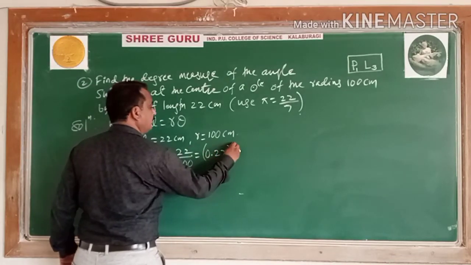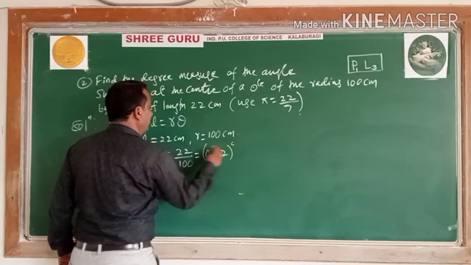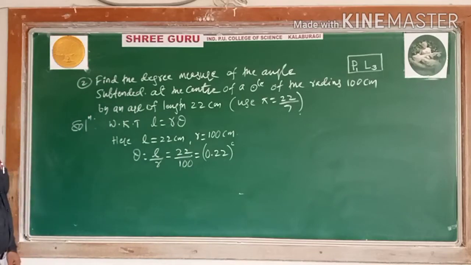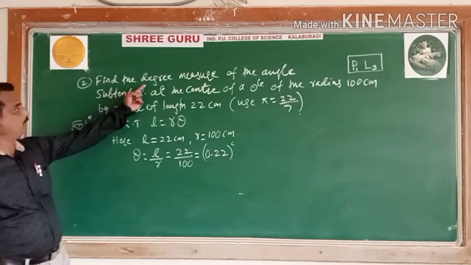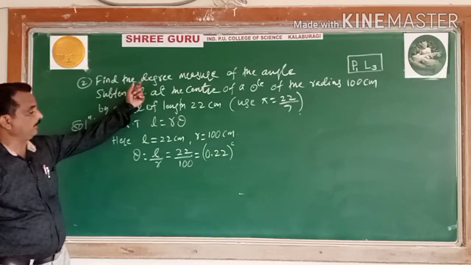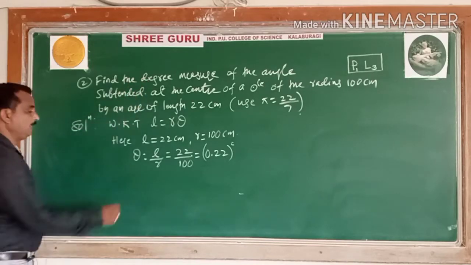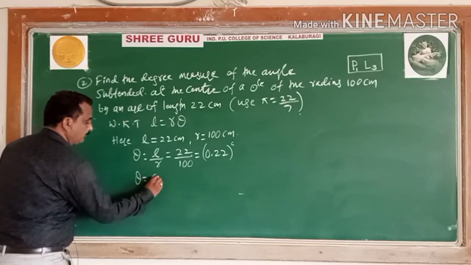0.22, what is it? It is given in terms of radian, and what is required is in terms of degree. So convert this radian in terms of degree, calculation.